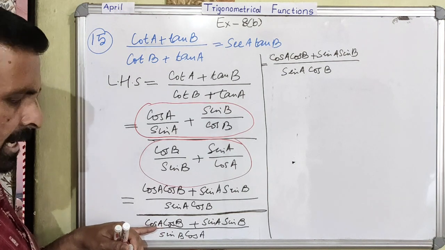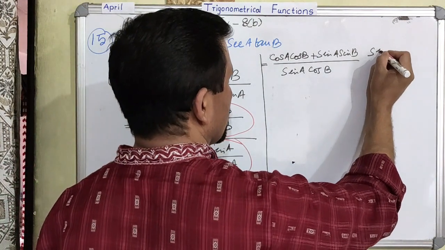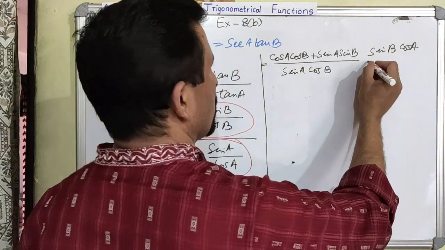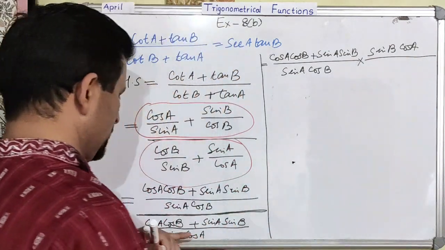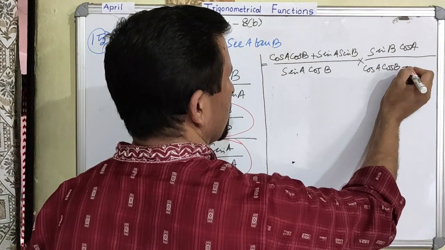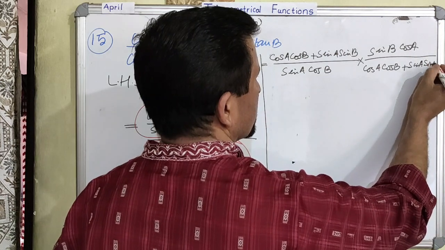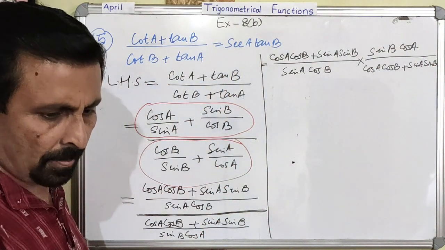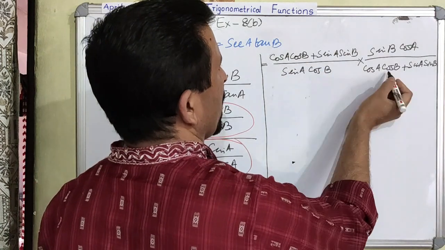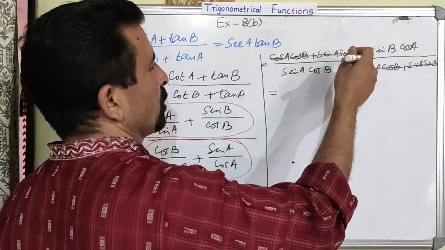Is it okay? And then this will go upside down. So sin B cos A will go up, and the remaining will come down: cos A cos B plus sin A sin B. Did you get it? Okay. Now these two are the same, so this will be cancelled. Am I clear? Now make the ratio with a singular angle.